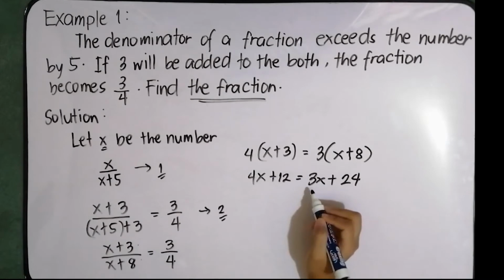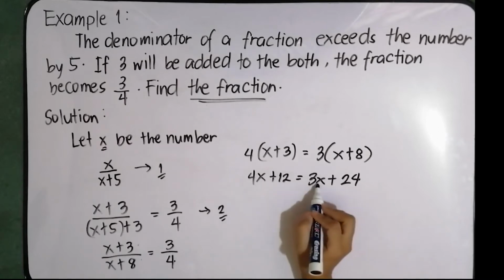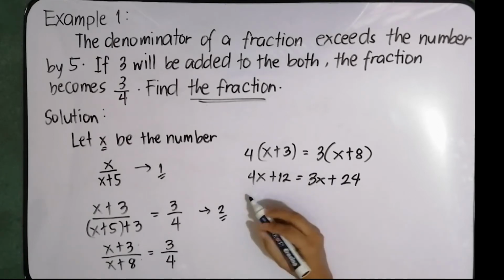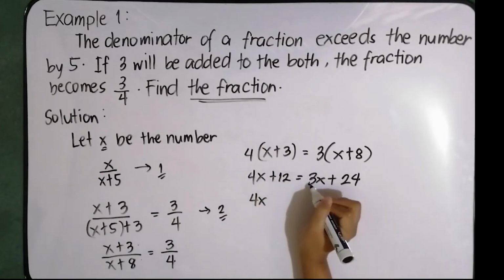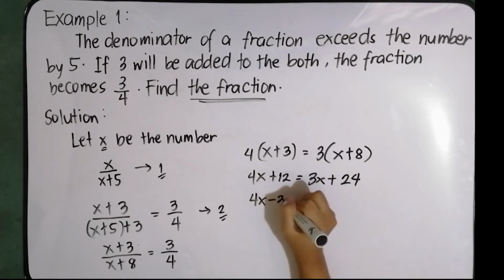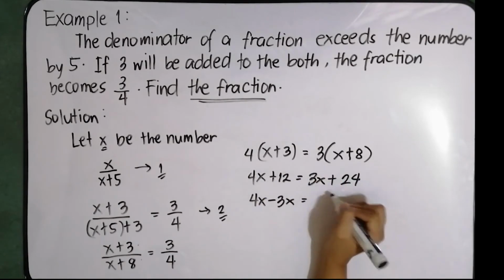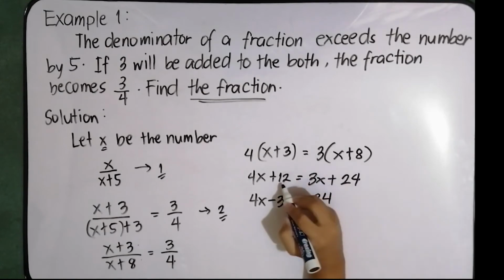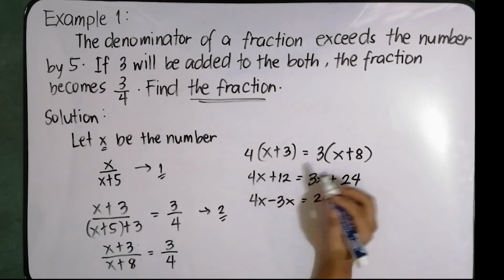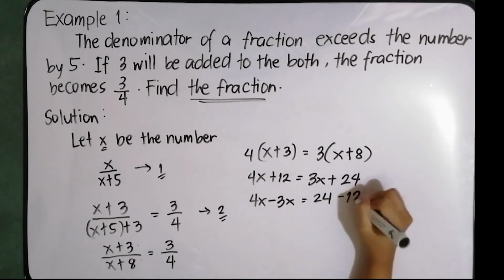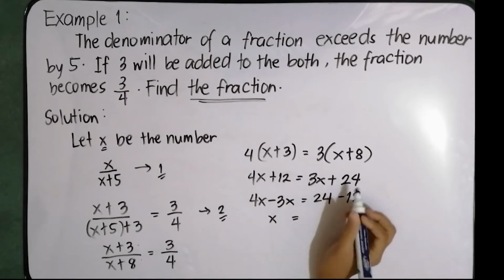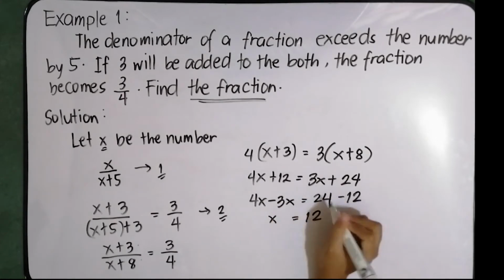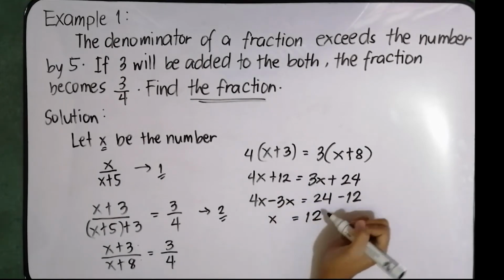So let's combine similar terms. We have 3x here and 4x here. So let's transpose 3x to our left side. When we transpose values from the other side, we need to change the sign. So we have 4x minus 3x. The constant in our left side is positive 12, so when we transpose it to the right side, we have negative 12. So 4x minus 3x equals x, equals 24 minus 12, which is 12. So the value of our x is 12.